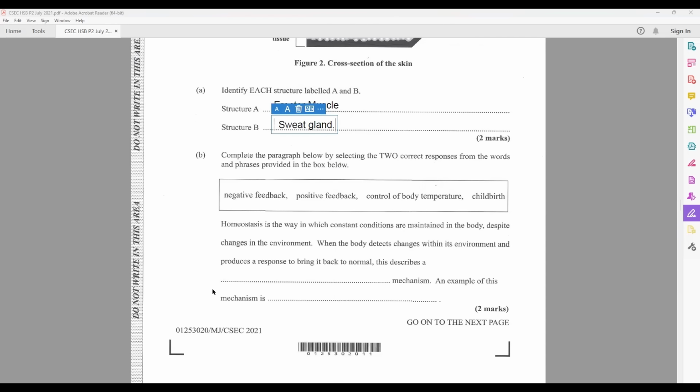Homeostasis is the way in which constant conditions are maintained in the body despite changes in the environment. When the body detects changes within its environment and produces a response to bring it back to normal, this is described as a negative feedback mechanism. An example of a negative feedback mechanism is control of body temperature. Considering we looked at a childbirth question already, and this topic is excretion and homeostasis, this has nothing to do with childbirth. So everyone knew that childbirth was absolutely not the answer.